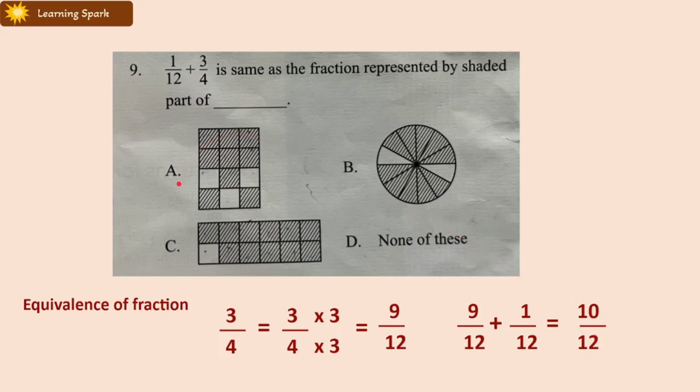Now let's go to the options, right? In the first option and third option, you can see that 3 boxes are unshaded. So here there are 12 boxes in total, but 3 boxes are unshaded. Here also there are 12 boxes, 1 box is unshaded, right? So we can say that this is not the answer. But here you can see that 2 boxes are unshaded, right? So here you can count there are 12 divisions and 2 are unshaded. So 10 are shaded. So we can say that this is the answer.